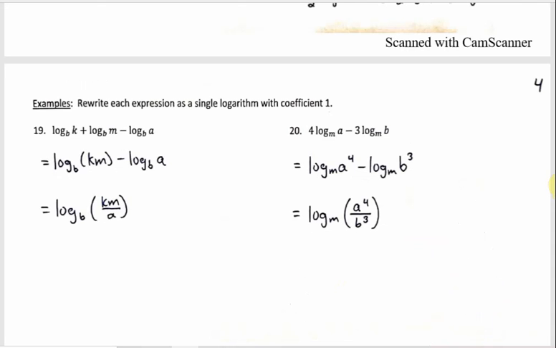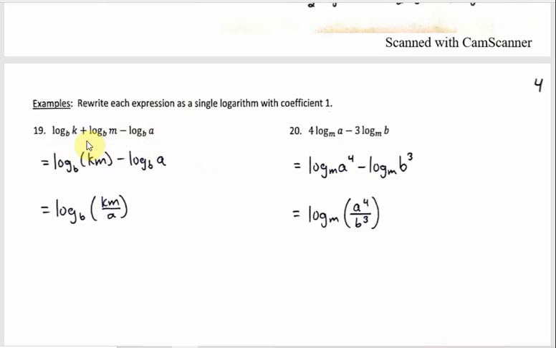The next thing is going backwards. So what if you have a bunch of little logs and you want to combine everything together into a single log? Well, use the same steps, you just go in the other order. So here we've got a plus and a minus. And if you think of those rules, they're number 4 and number 5 on the last page. Plus should turn to a product, minus should turn to a quotient.